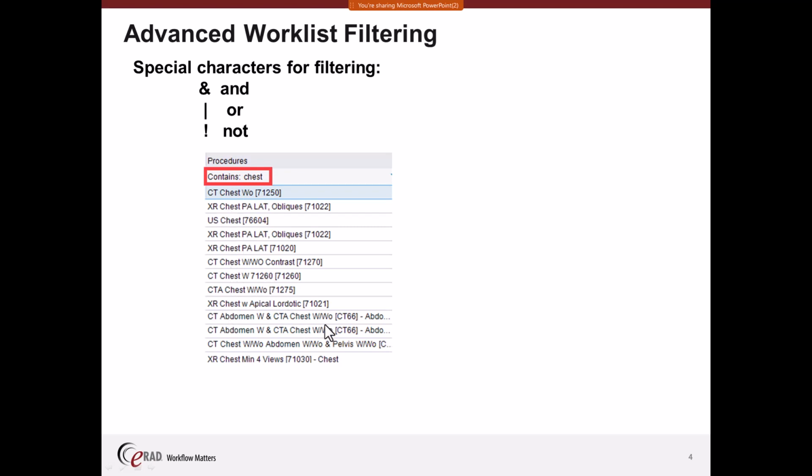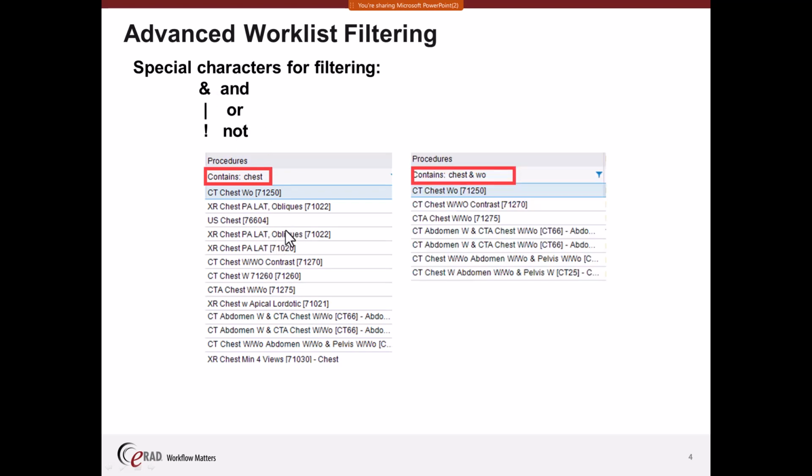Anything including it. But let's say we'd also like to just see studies that are chest, but also have without contrast, right, or WO in the filter. So this is where I'm going to use the and in this case. So I'm going to add and WO to give us anything that contains the word chest and WO. So it's basically filtered everything out but that.